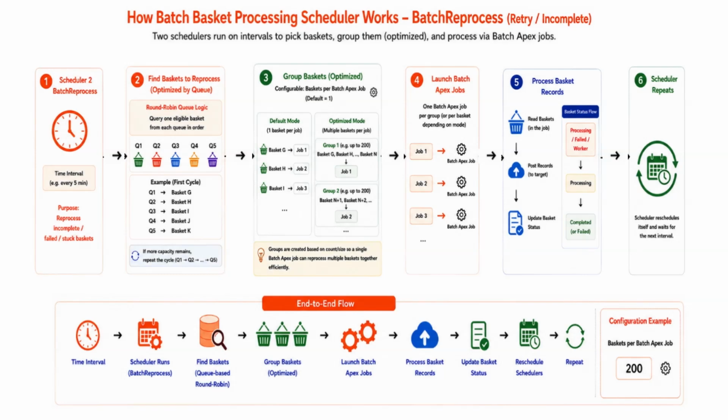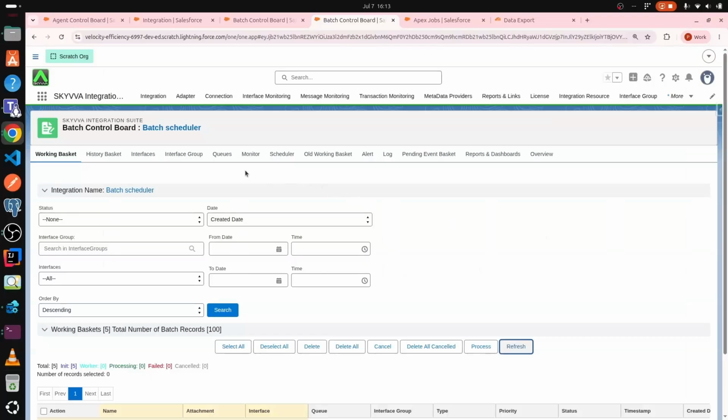Here we are on the Batch Control Board screen. The Batch Control Board provides a centralized place to monitor and manage batch processing. In this video, we'll focus only on the Scheduler tab. If you'd like to learn more about all Batch Control Board features, we have a dedicated video on our YouTube channel that explains them in detail. Today, we'll focus specifically on basket processing using the scheduler.